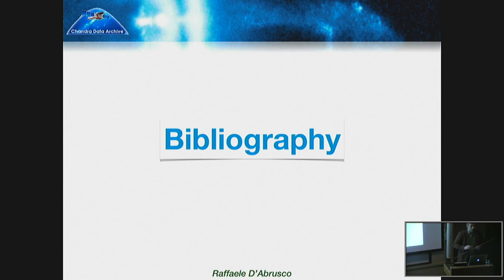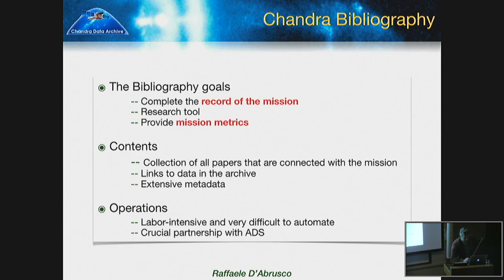But I told you about bibliography. That's another thing that really struck me as very interesting, and I didn't know a lot about that. Another of the duties of the Chandra Archive is to create a complete record of the mission, including the links to the data sets in the papers and a list of papers that are Chandra related in a very general sense. We are interested in the collection of all the papers that are connected with the mission, links to the data in the archive from the papers, and the extensive list of metadata that are used in the papers for the analysis.